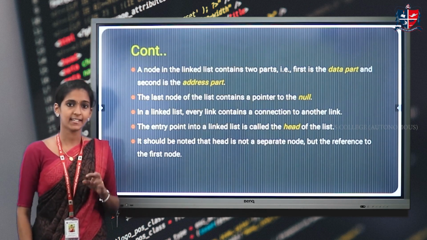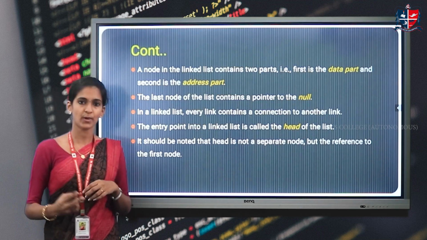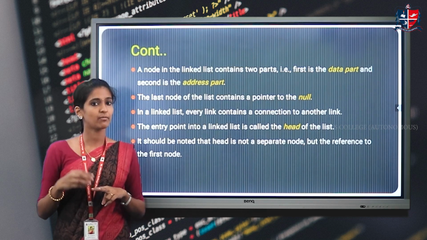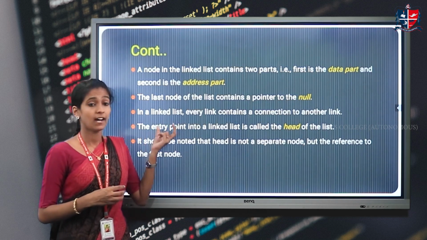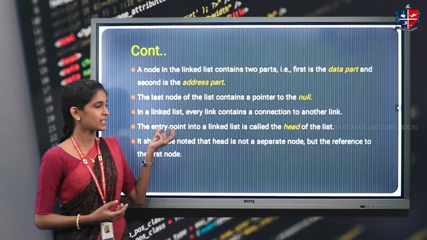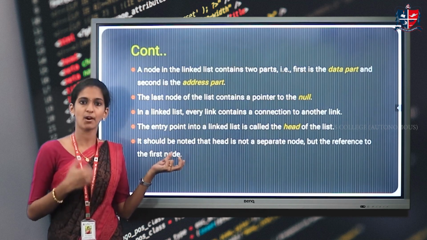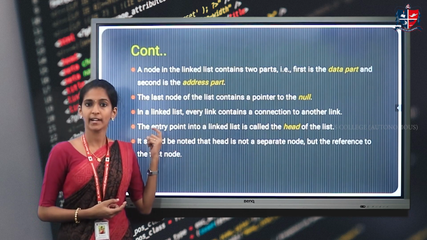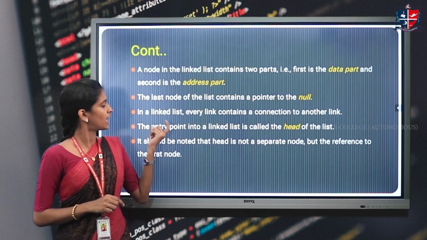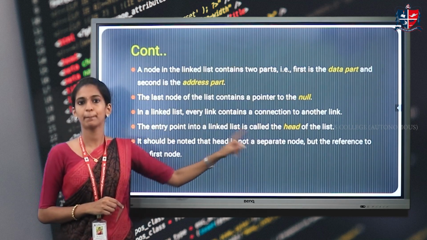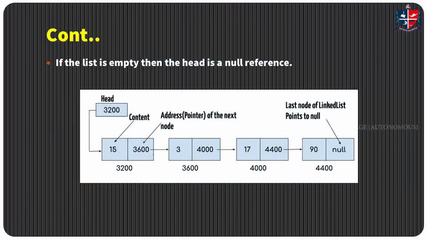In the case of a linked list, each node will contain two values. The first one is data, the second one is address. The data means the actual value, the information which we have been storing, and the address part contains the address of the next node. And there will be a head pointer which points to the first node, and the last node will be pointing to the null value. So this is an example of a simple linked list.